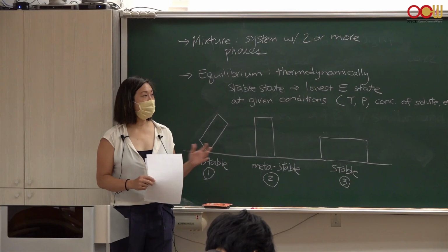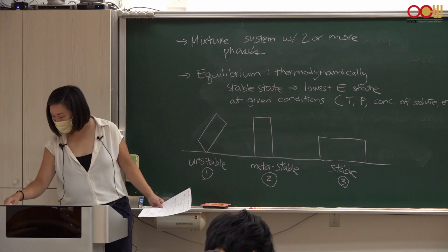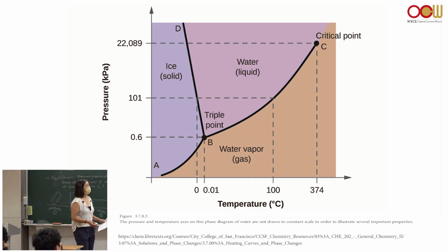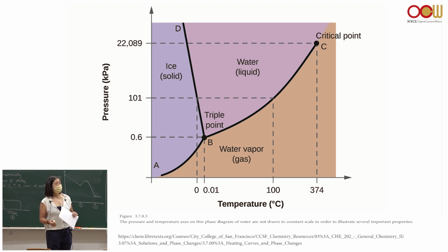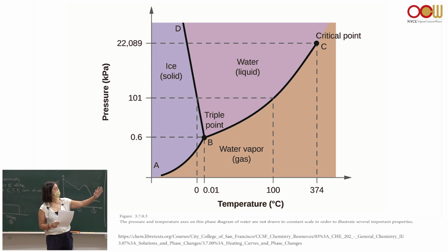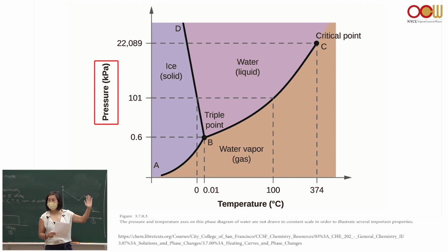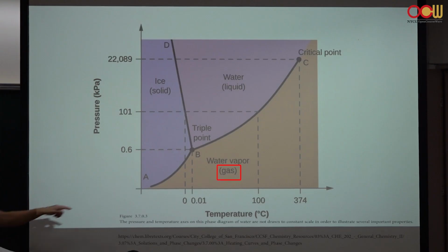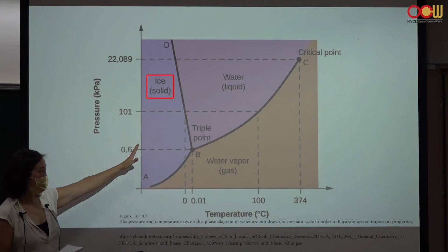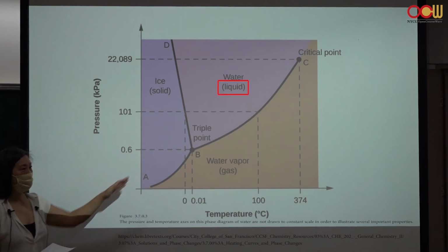So let's look at some examples of phase diagrams. This is a water phase diagram, and it shows us the different phases of water at different temperatures and pressures. The x-axis is temperature, the y-axis is pressure. And water exists in what we usually consider 3 different states: gas, solid or ice, or liquid, right?